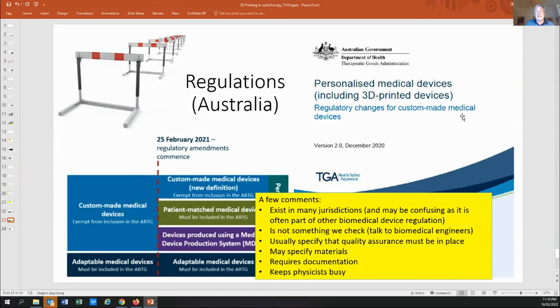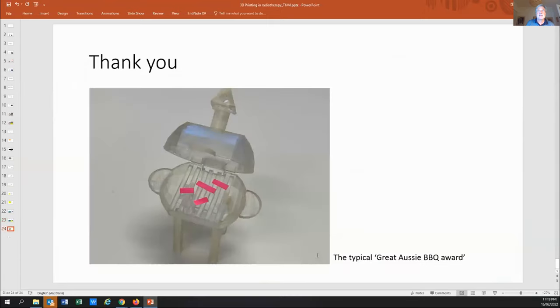Many jurisdictions have this either in draft form. If it is in draft form, it is a fantastic opportunity for medical physicists to actually get in touch with the regulatory authority and talk to them and explain what this is all about. This is certainly something we are trying to do, and medical physicists are probably in the best position of all to make this a success. So thank you very much.